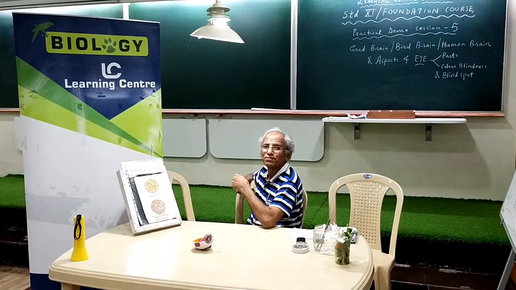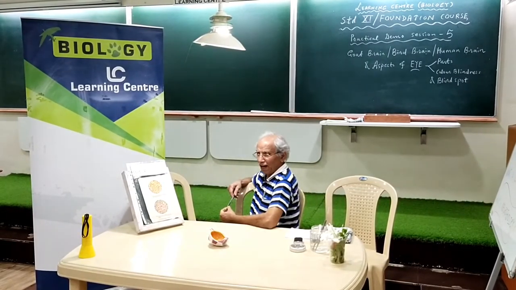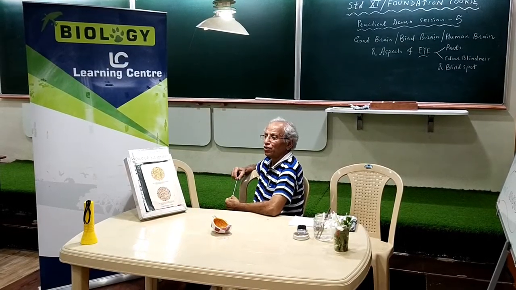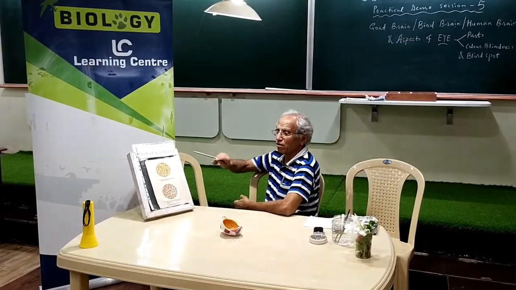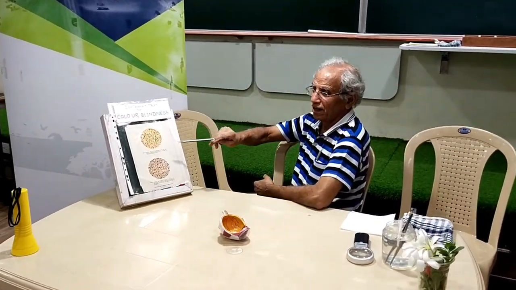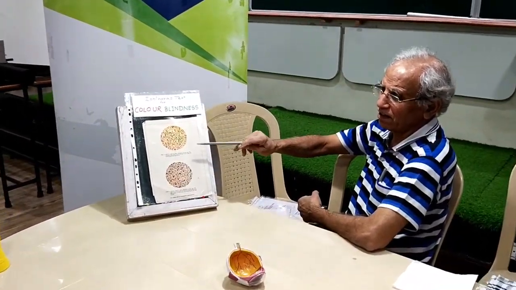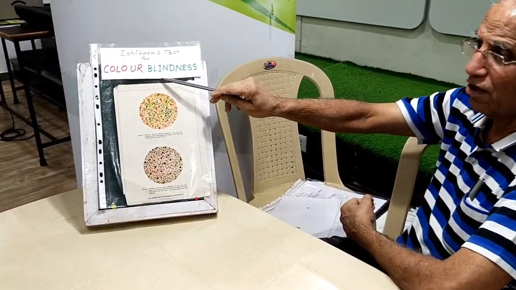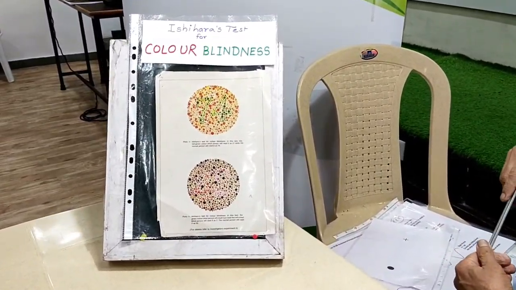Sir? I think now we will try to understand something about color blindness. This is a very, very simple test known as Ishihara's test for color blindness.